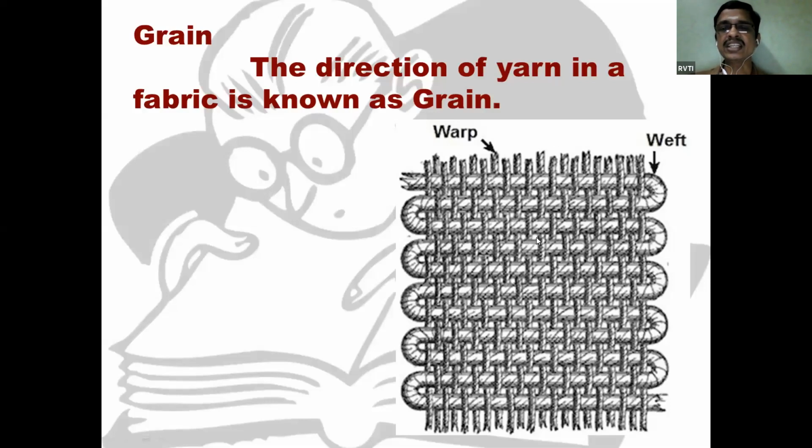So this yarn direction is normally the grain. Grain is a term that denotes the direction of yarn in a fabric. Then how we apply the grain and grain line in pattern, we'll discuss. There are two types of grain.